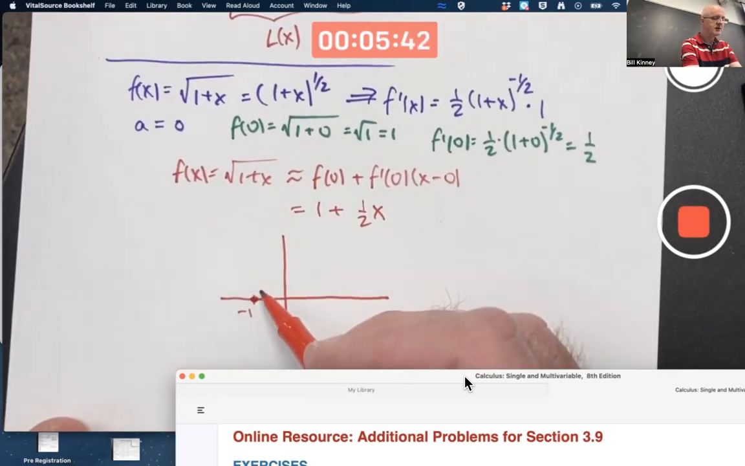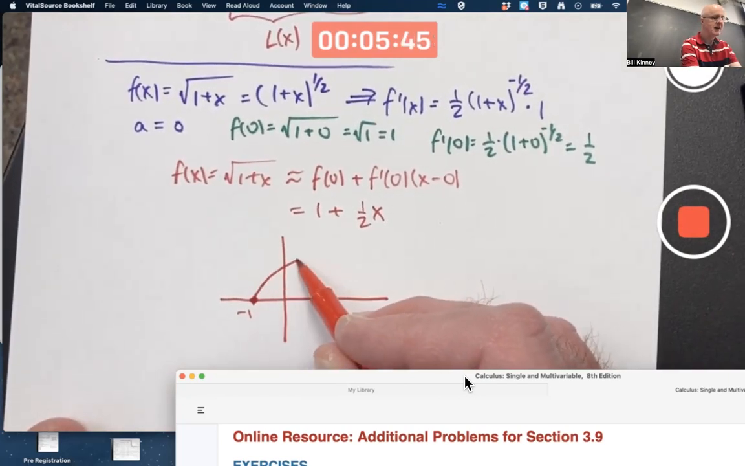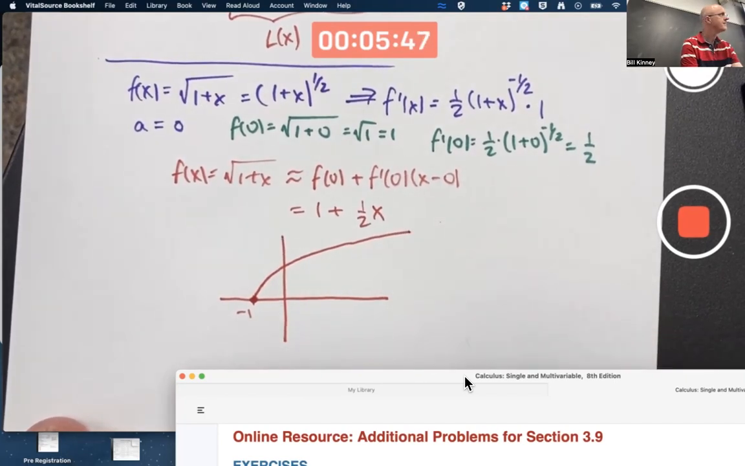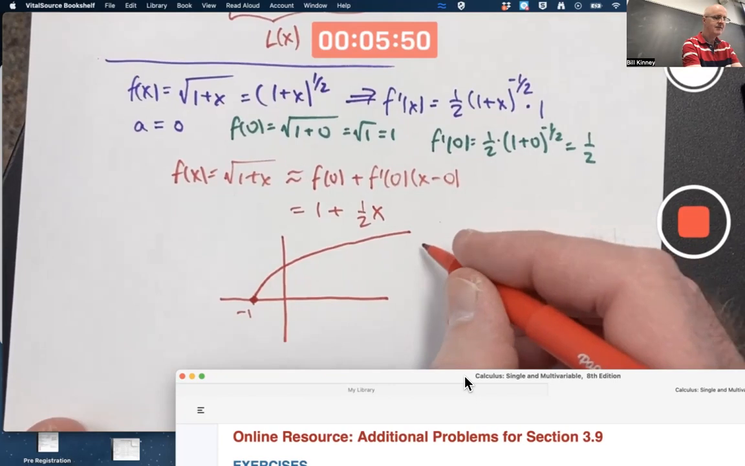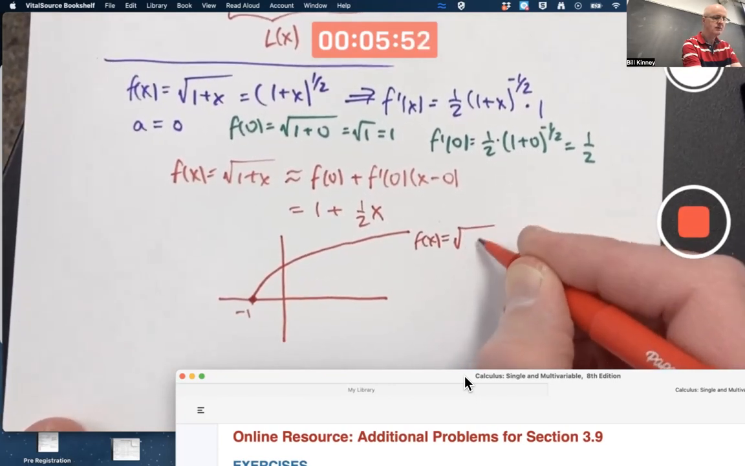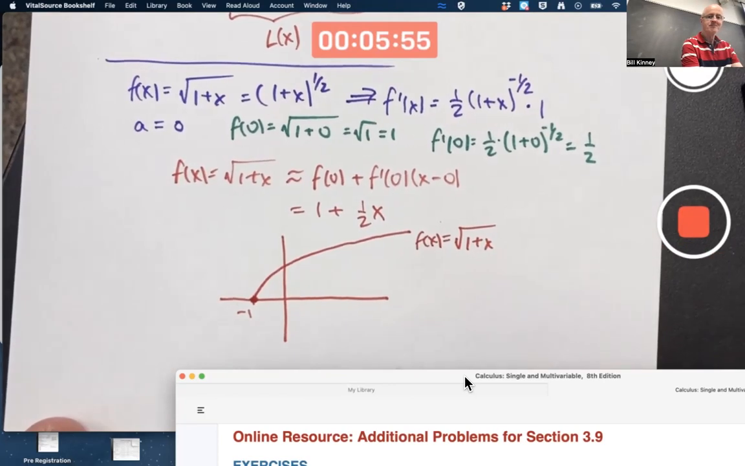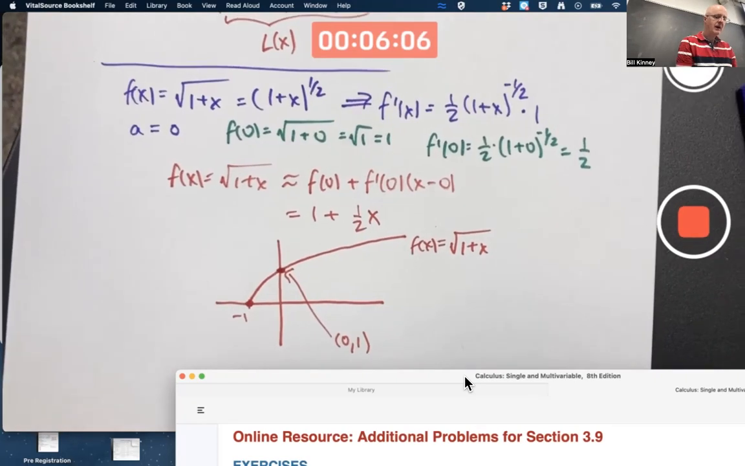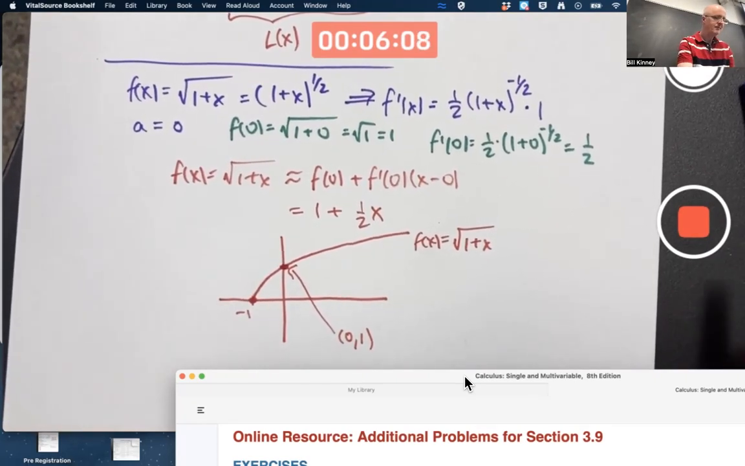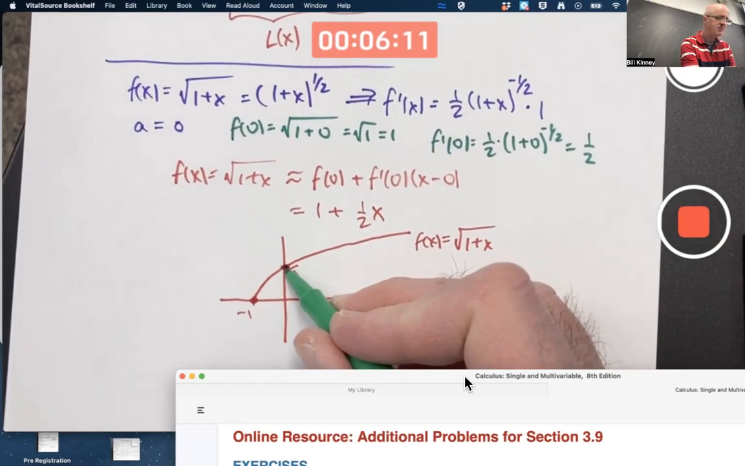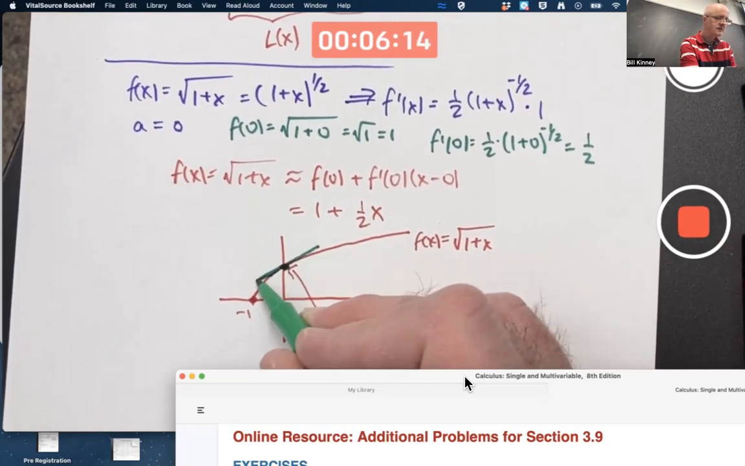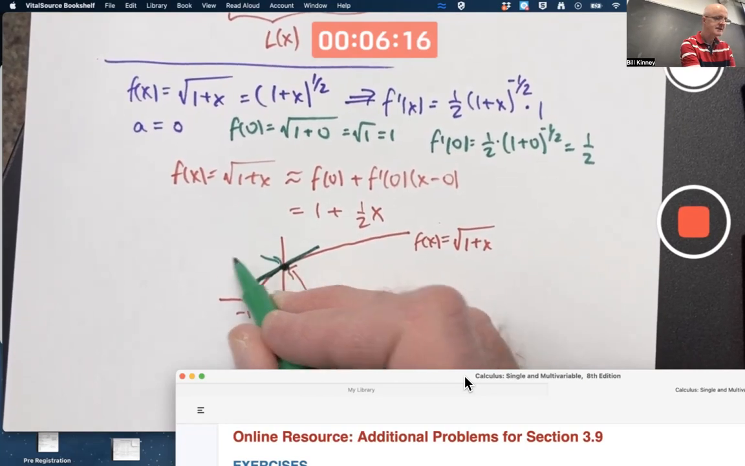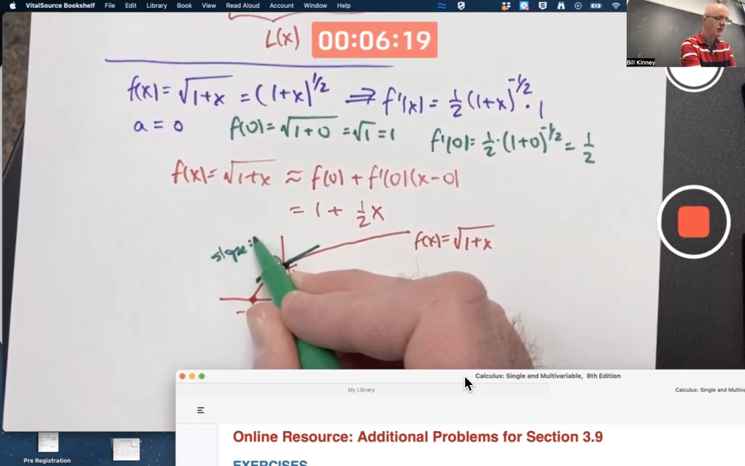What does the graph of the square root function look like? It's increasing and concave down. It looks about like this. This is f of x equals square root of 1 plus x. f of 0 we found is 1, so the second coordinate of this point is 1. Its coordinates overall are 0, 1. And we also found that the slope of the tangent line to the curve at this point is 1/2. The tangent line right there has a slope equal to 1/2.